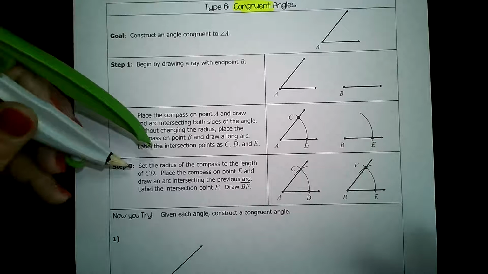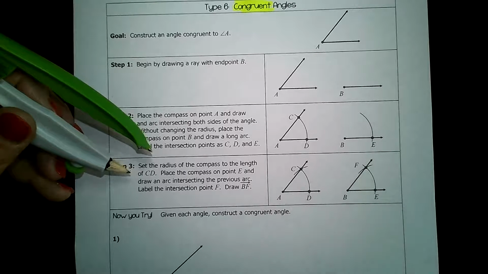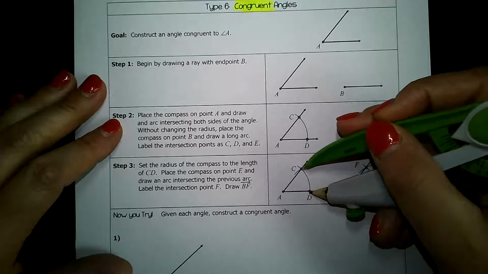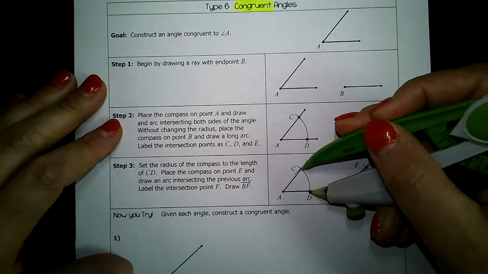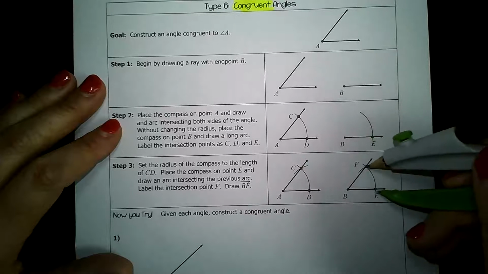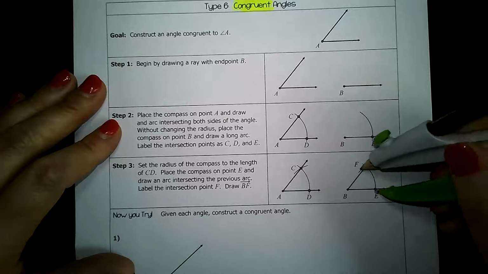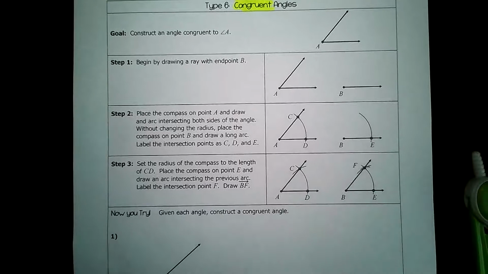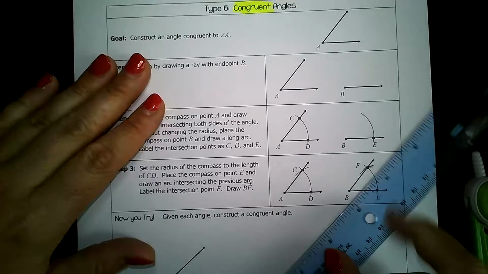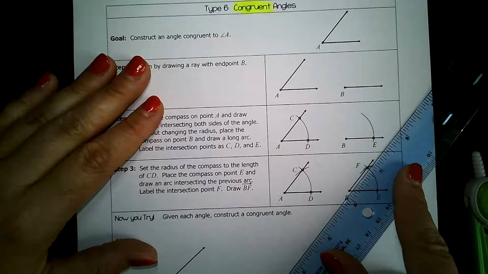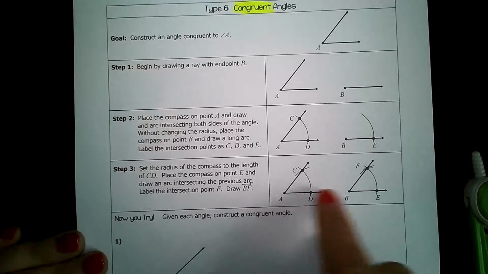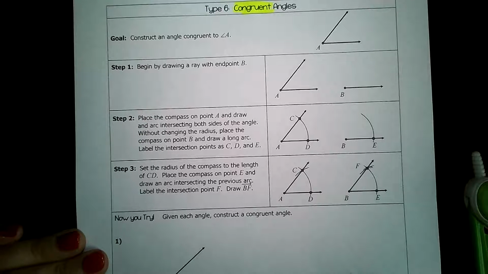Now, step 3, set the radius of the compass to the length from C to D. That's the same thing we did in our other angle construction. Okay. Place the compass on point E and draw an arc intersecting the previous arc. Label that point F. When you connect point B to point F, you will complete the congruent angles construction. When you're finished, the two angles should be exactly the same size.